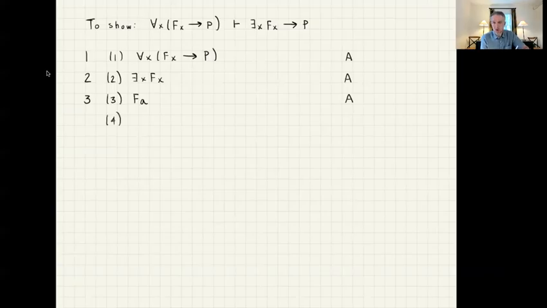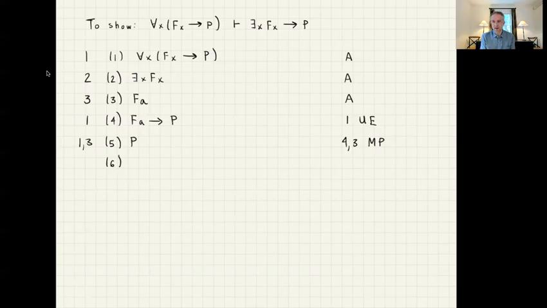Okay, but now on line 1, I have anything, if that thing is F, then P. So I can instantiate 1 to the name A. So it is true in particular of A that if it is F, then P. So that's from 1, universal elimination. And so now modus ponens from 4 and 3 will give me P.